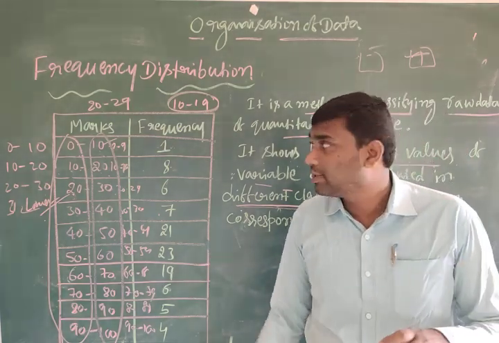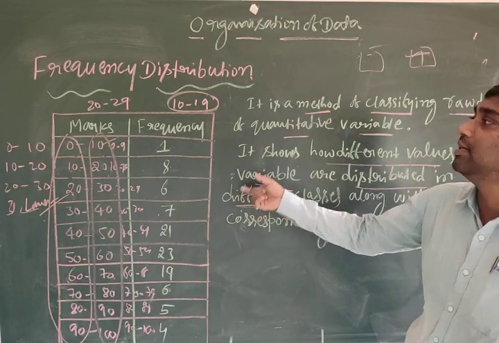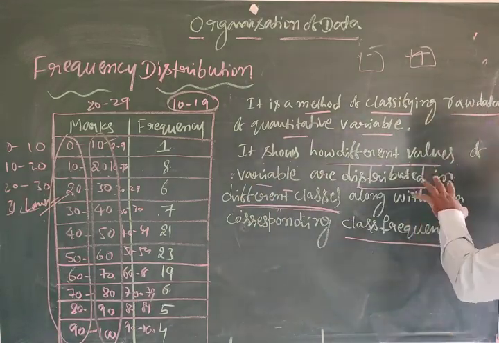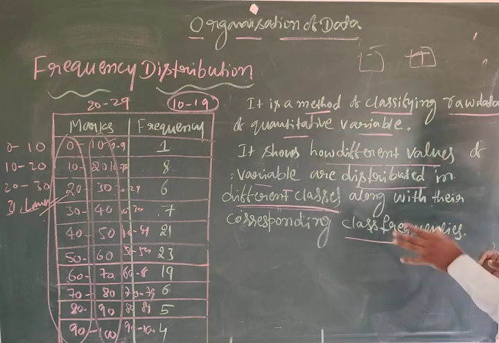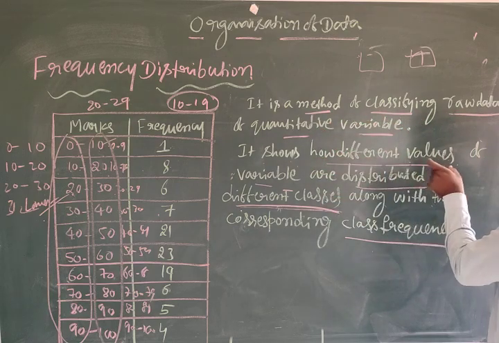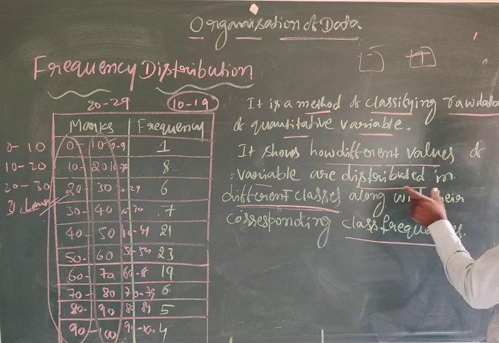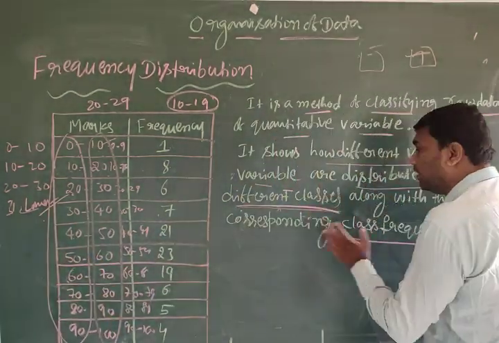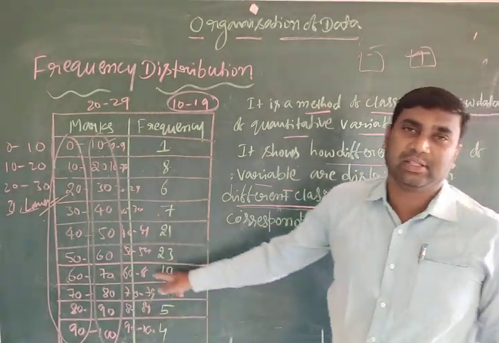We will discuss in the next class. Don't forget, this is the frequency distribution. Frequency distribution is a method of classifying raw data of a quantitative variable. It shows how different values of a variable are distributed in different classes along with their corresponding class frequencies.